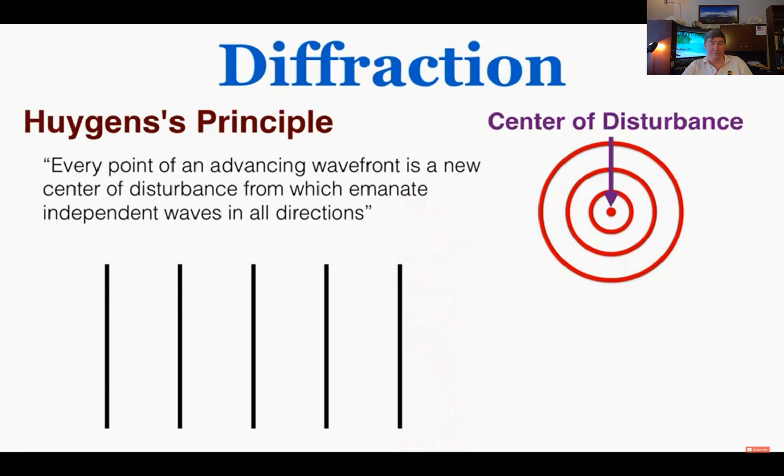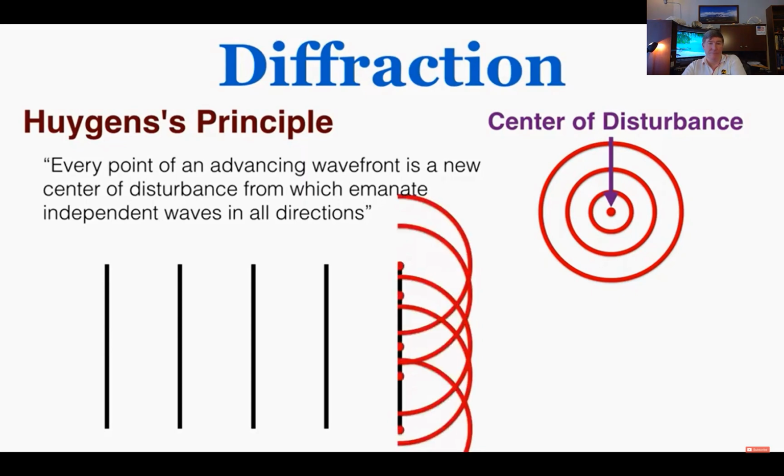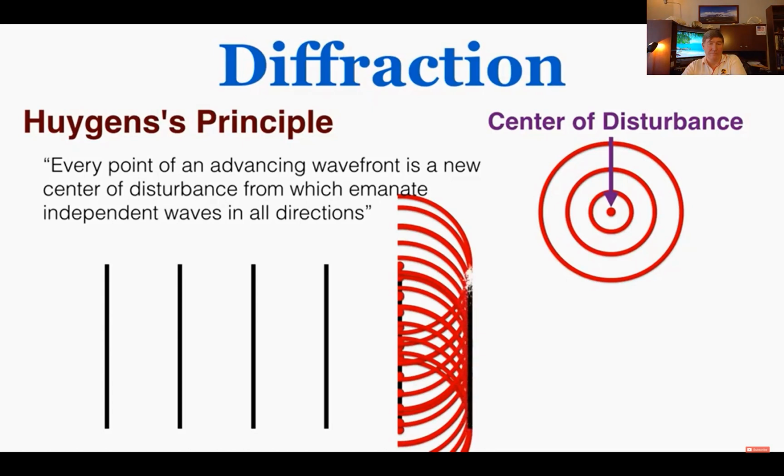So what Huygens' principle is saying basically is that if you take every single point in a kind of straight line wave and model it as a center of disturbance, the waves radiating from all those centers of disturbance perfectly cancel out to make the shape of the wave that you're trying to predict. So here that's just going to be another straight line. That's where the next wavefront will occur.